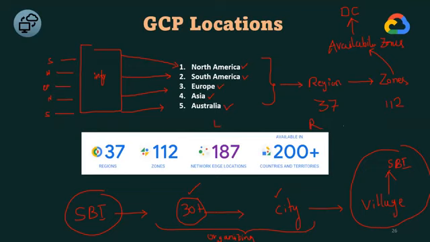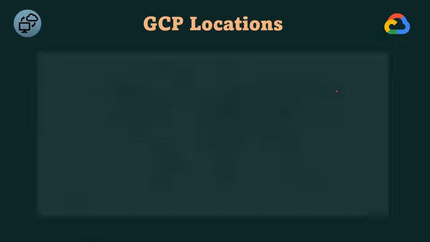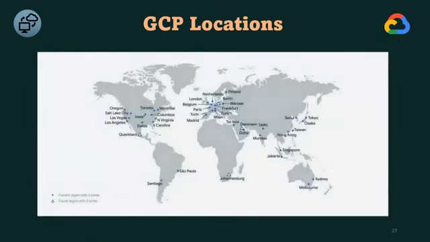So for example, if you go to India, Delhi is one of the regions, Mumbai is one of the regions. Inside Mumbai we have 3 places where 3 data centers are there. One data center in one zone, a second data center, and a third. So in Mumbai we have 3 data centers available from Google. Likewise in Delhi also we have.